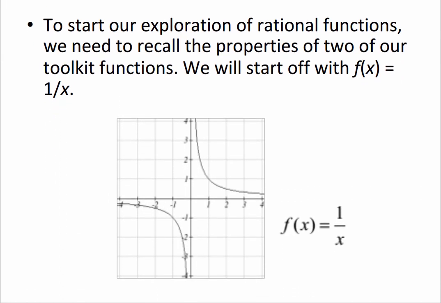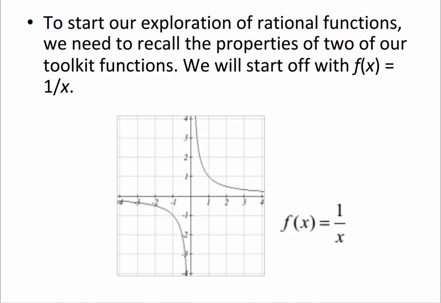Let's go take a look at one of our toolkit functions. In particular, let's look at 1 over x. So f of x is equal to 1 over x. Now, you hopefully remember from our previous work with this what the domain and the range of this function is. So if you think about the domain, and we do that in set builder notation, it is a set of x's such that x is not equal to 0.